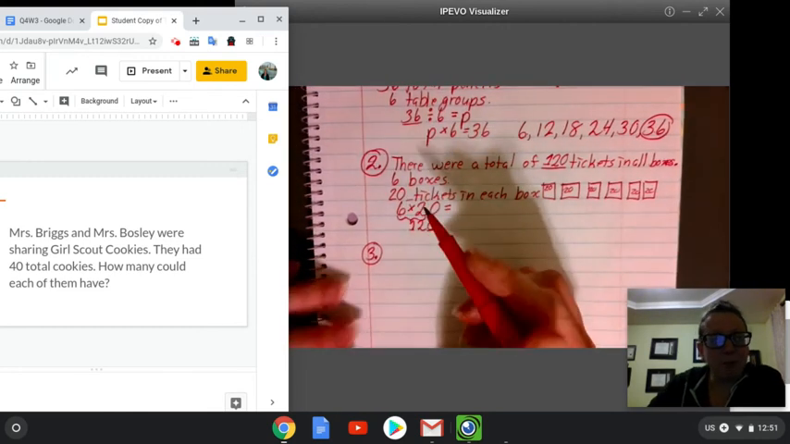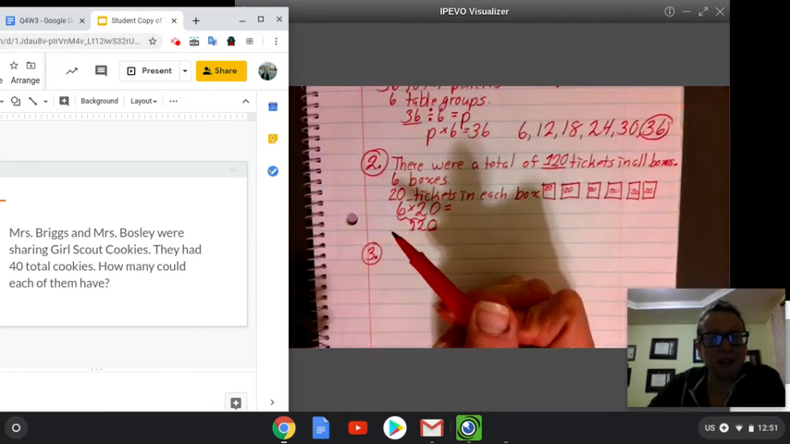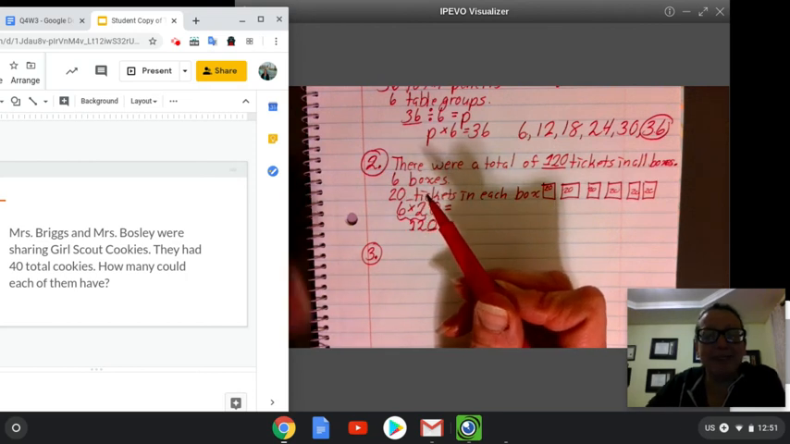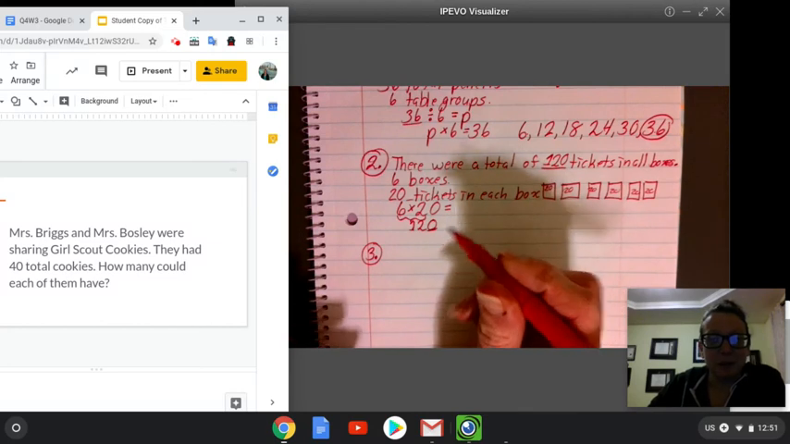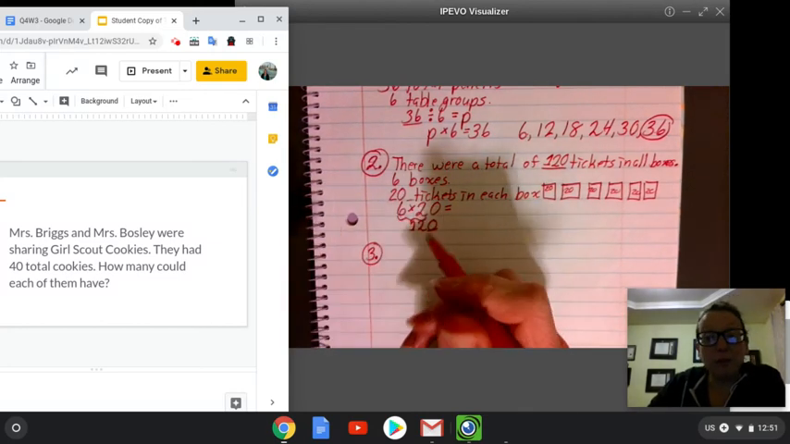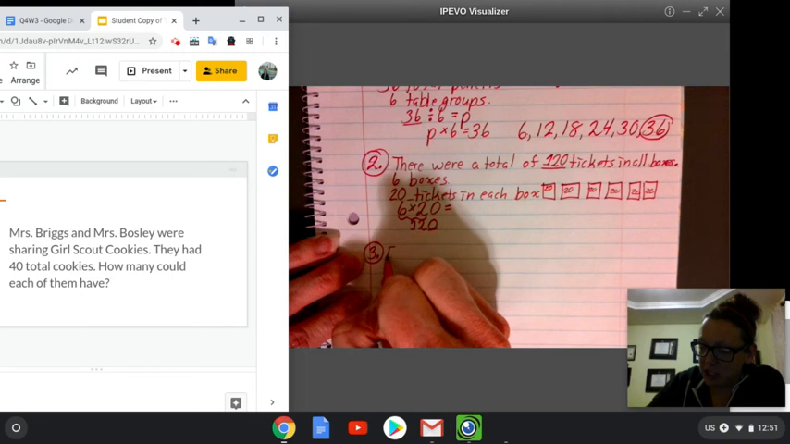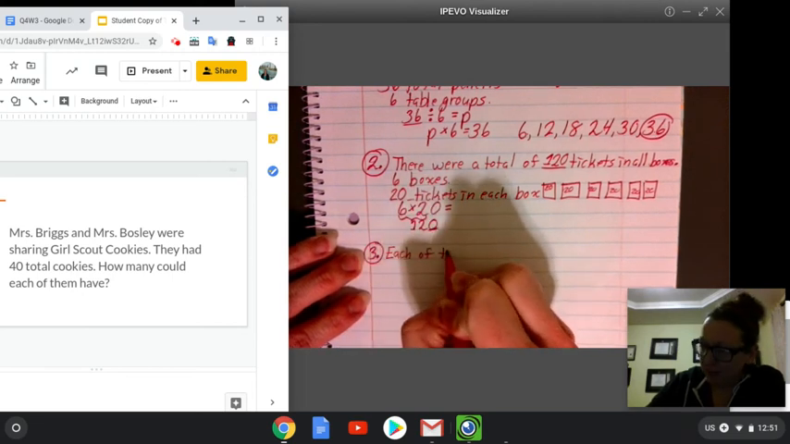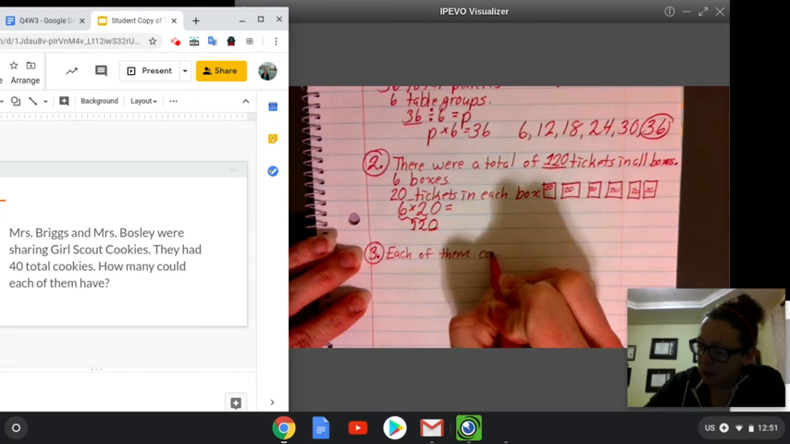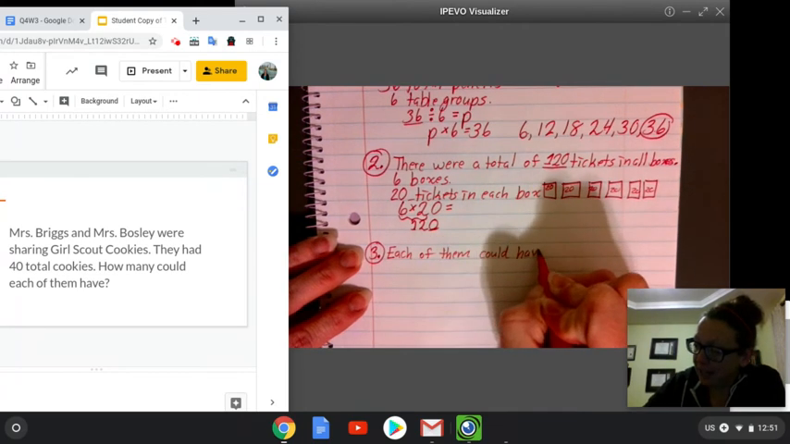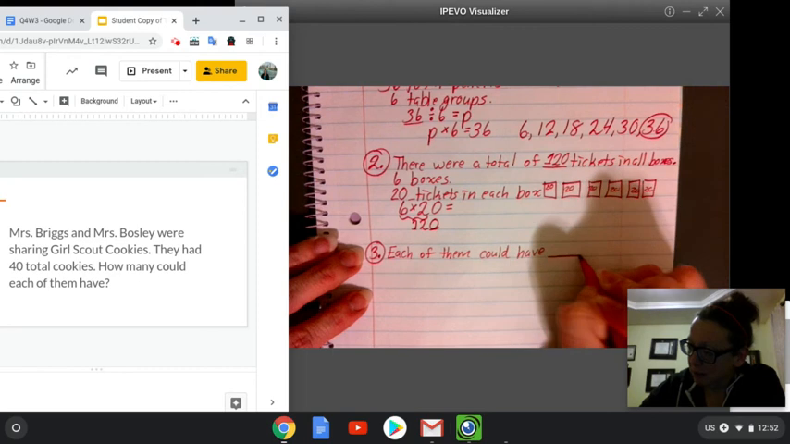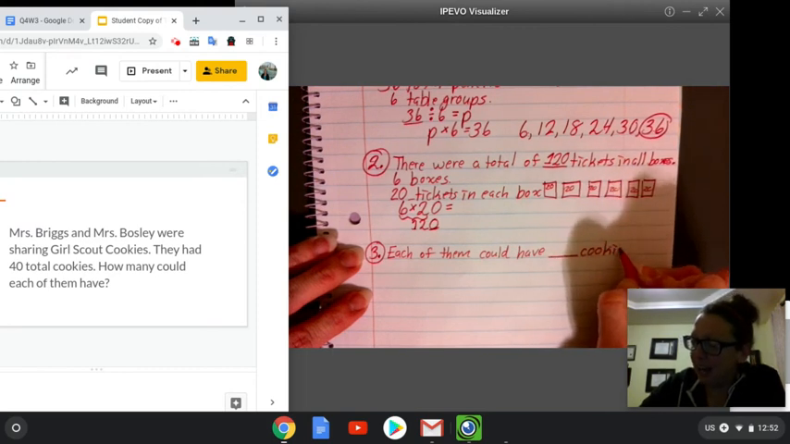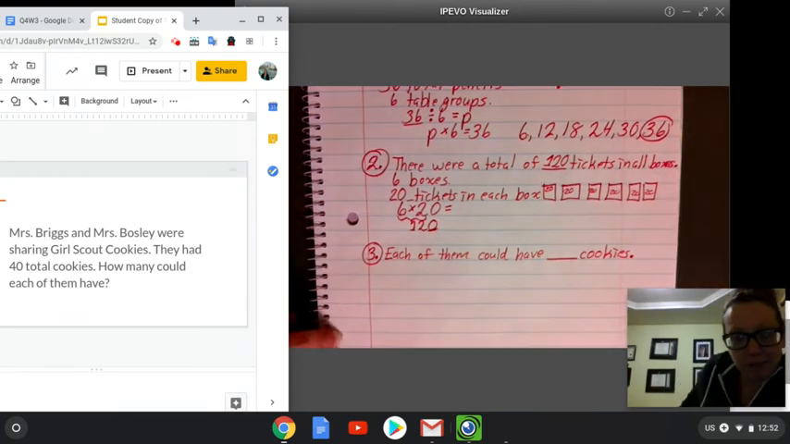This is our third one. Miss Briggs and Miss Bosley were sharing Girl Scout cookies. They had 40 total cookies. How many could each of them have? Okay, so we want to first start by restating the question. Each of them could have blank. We're looking for how many cookies they could each have.